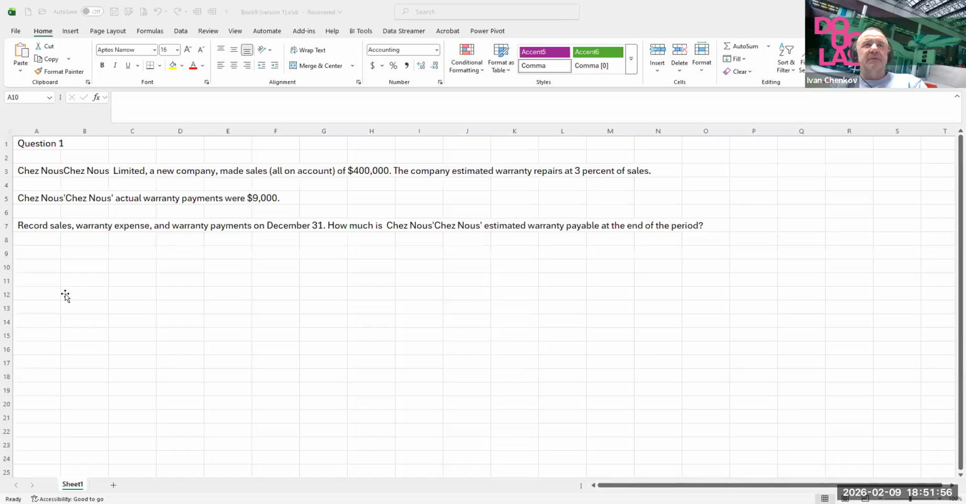So the first question, this is a new company, made sales on account for $400,000. Company estimates warranty repair at 3% of the sales. Now the actual warranty payments were 9,000, and we have to record the warranty expenses, warranty payment on December 31st, and how much is the estimated warranty payable at the end of the period.